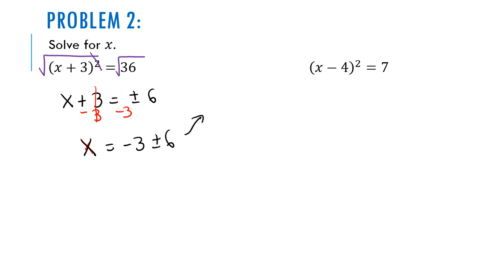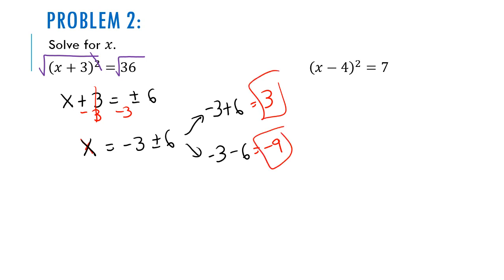So we have two answers here. One where it's minus 3 plus 6, and one where it's minus 3 minus 6. That's going to give us negative 9 and positive 3. So there are our two answers.